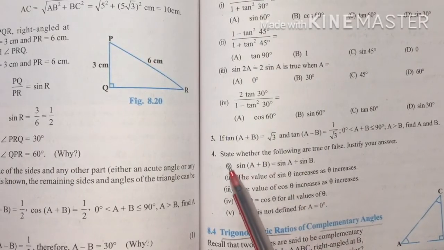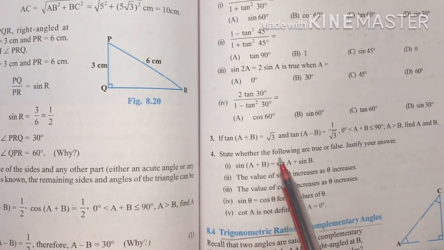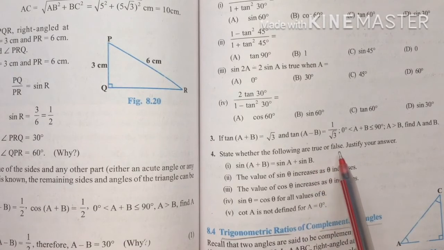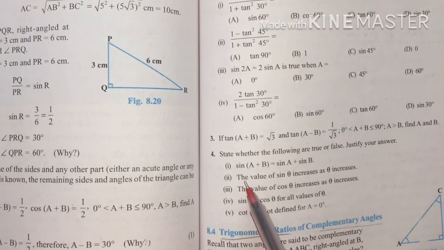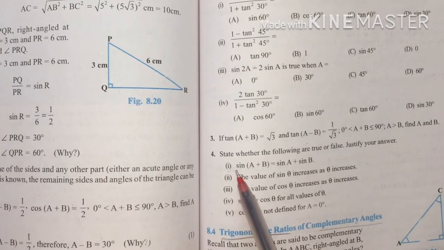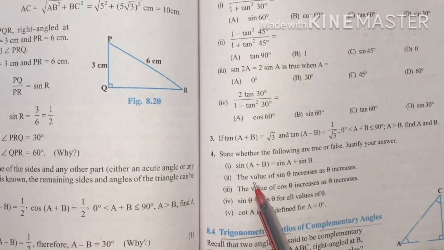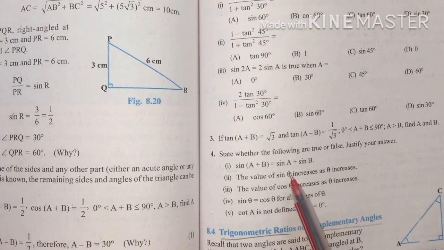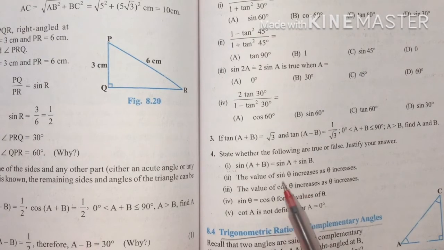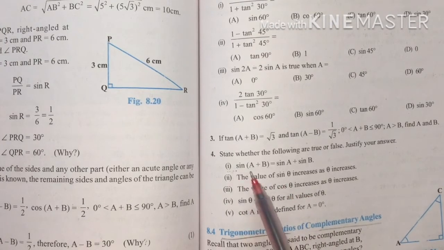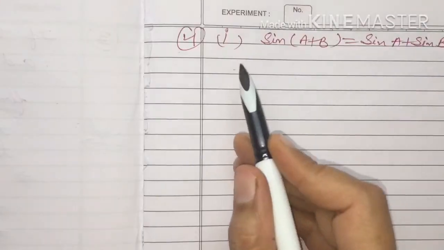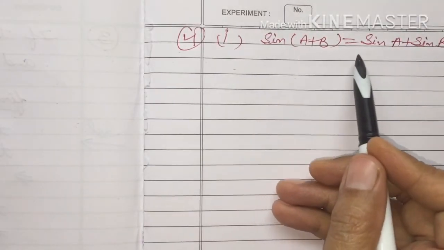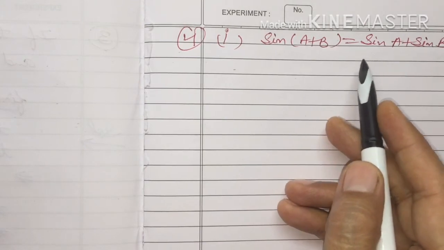Exercise 8.2, question number 4. State whether the following are true or false. Justify your answer. 5 parts are given there. First part we are doing. First we will check whether this is true or false, and we will justify our answer also by solution. First part is sin a plus b is equal to sin a plus sin b.